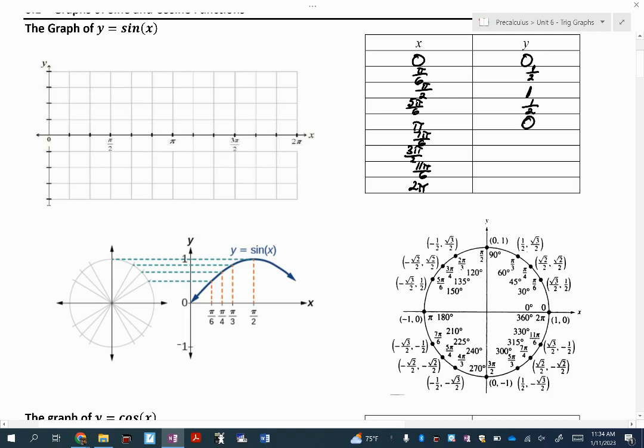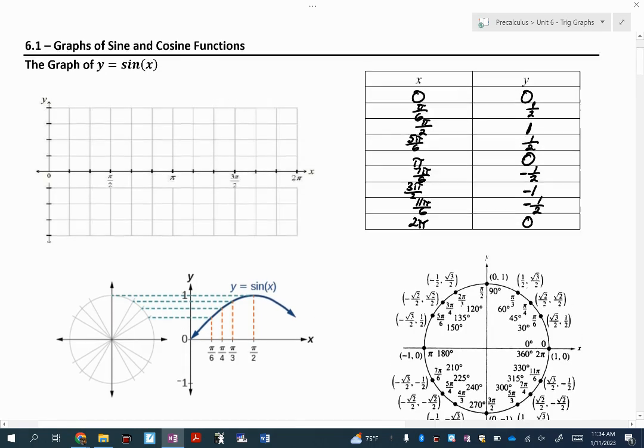The sine of 7 pi over 6 is negative 1/2, because we're in the third quadrant now. The sine of 3 pi over 2 is going to be negative 1. Sine of 11 pi over 6 is negative 1/2. And then sine of 2 pi is 0. So let's go ahead and plot these.